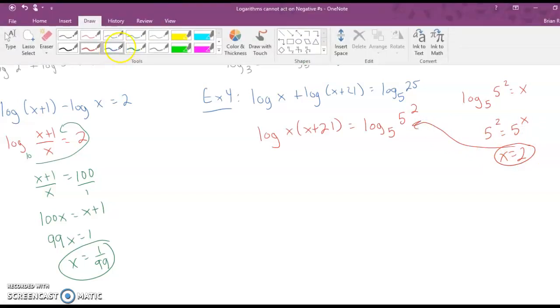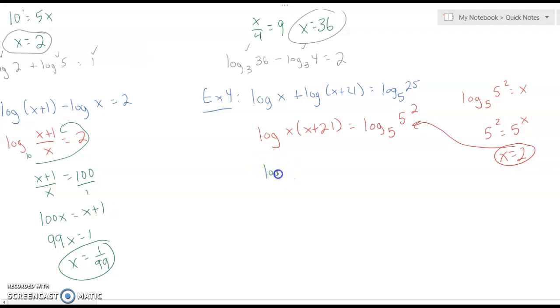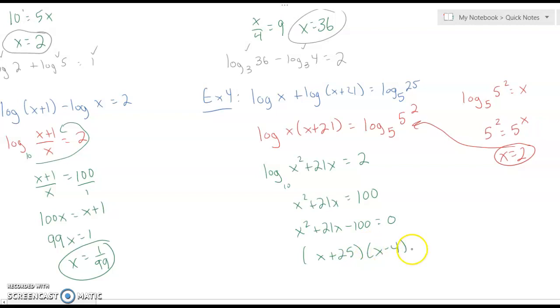So what I'm going to have now is log of x squared plus 21x, I'm just multiplying those out, equals 2, which gives me, again, base 10, x squared plus 21x equals 10 to the second, which is 100. So I can bring that 100 over, set it equal to 0, factor. That's why I like quadratics, because you can usually factor them. I'm going to find out that x could equal negative 25 and x could equal 4.